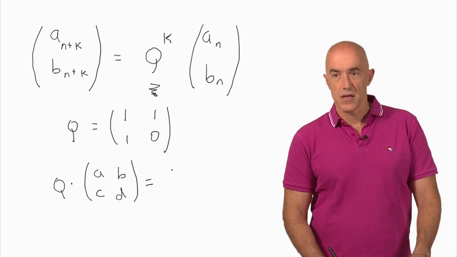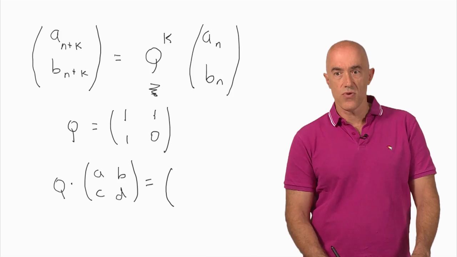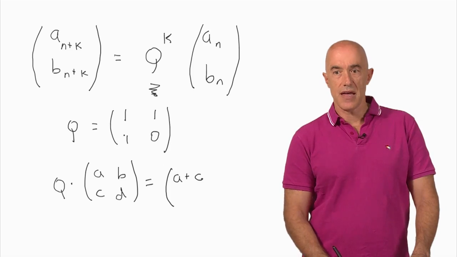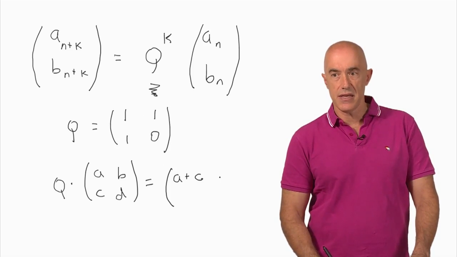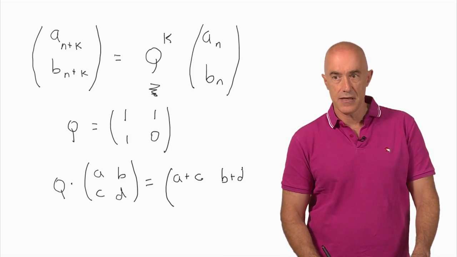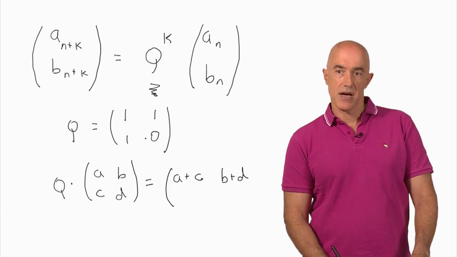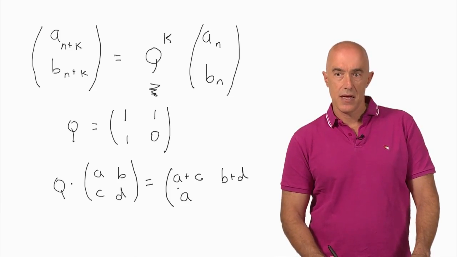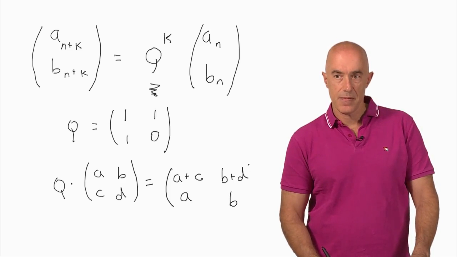Well, you multiply across the row and down the column. So 1, 1 against A, C: the first row will become A plus C. And then 1, 1 against B, D: the second element here will be B plus D. And then you do the second row. So multiplying 1, 0 against A, C will just be A, and 1, 0 against B, D will just be B.